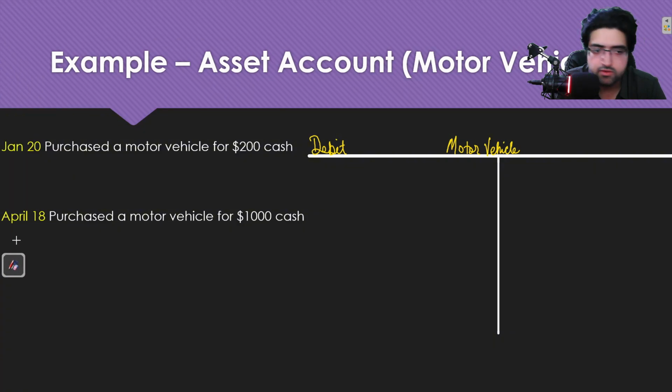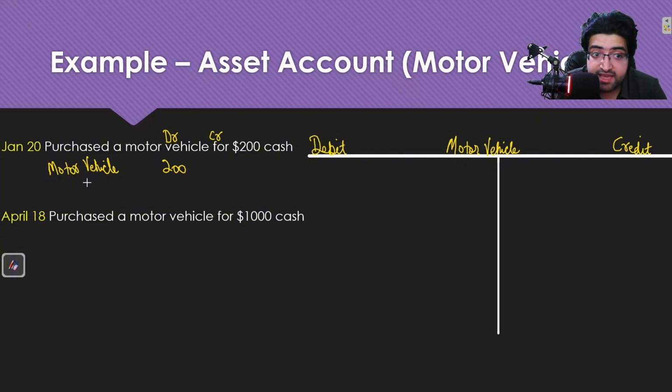Let me just move it here. And this is the credit side of the T account. Now see, purchased a motor vehicle for $200 cash. Again, chapter number 3. You should know that when we purchase an asset, it increases in the business. So the asset will be debited. So the double entry for this would be motor vehicle debit by 200. This is the debit column and this is the credit column, let's say.